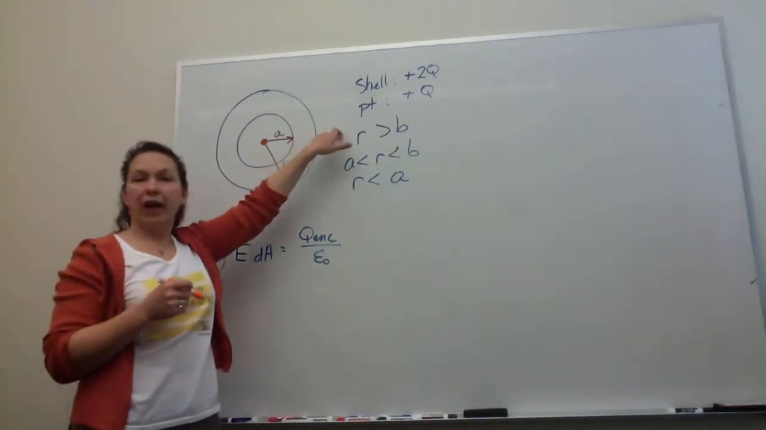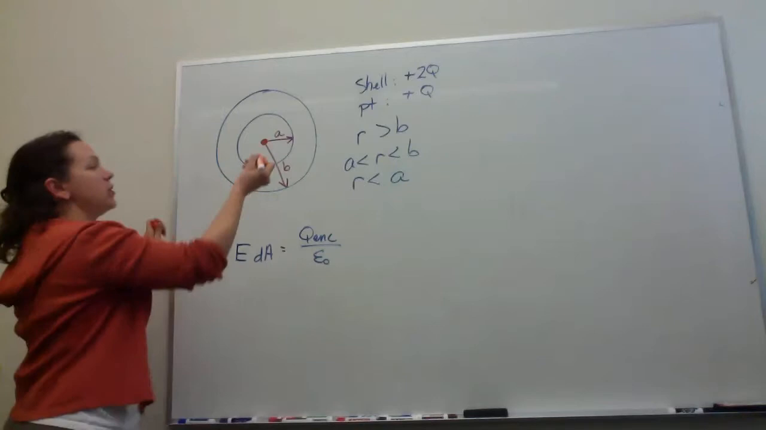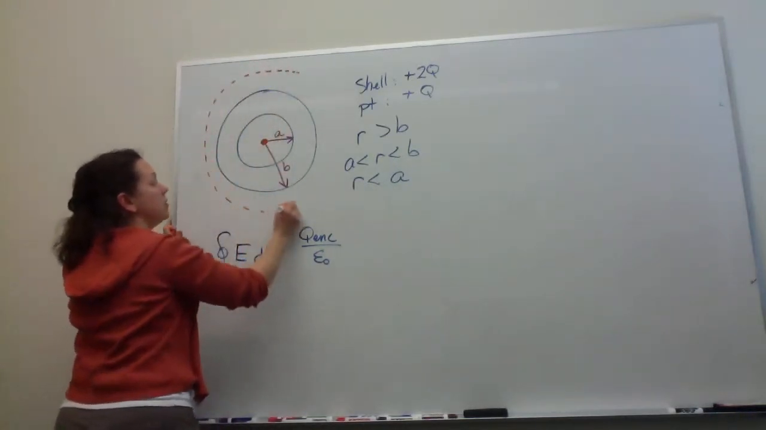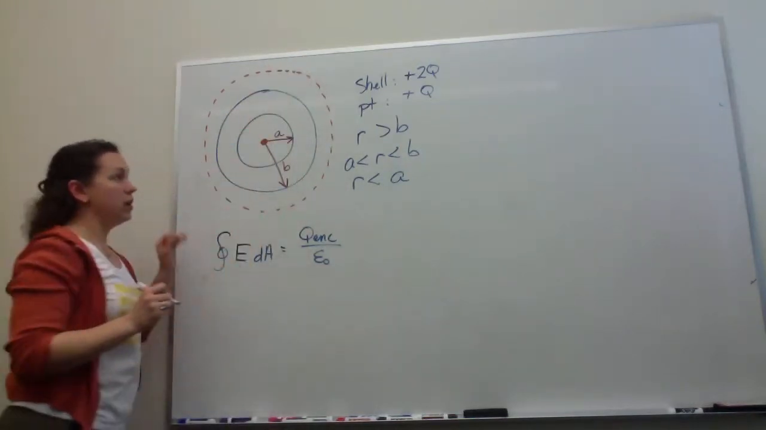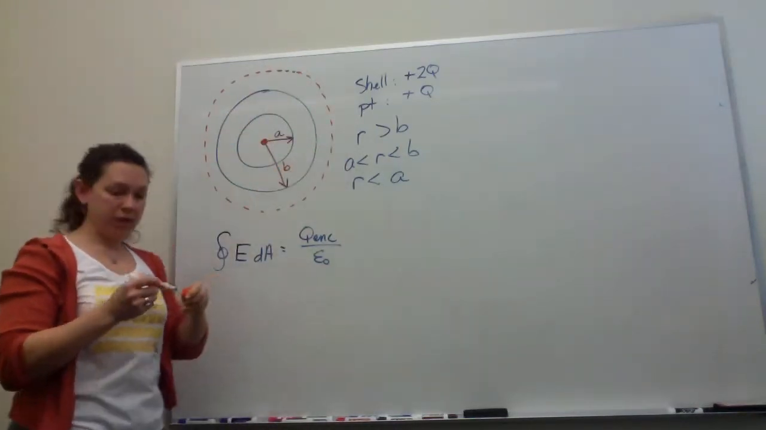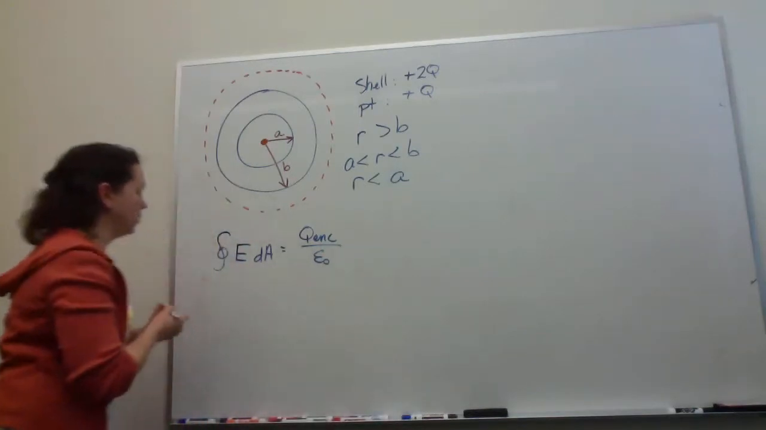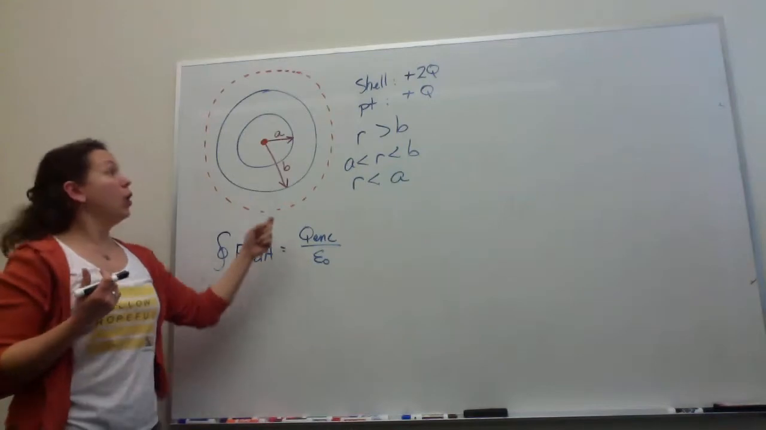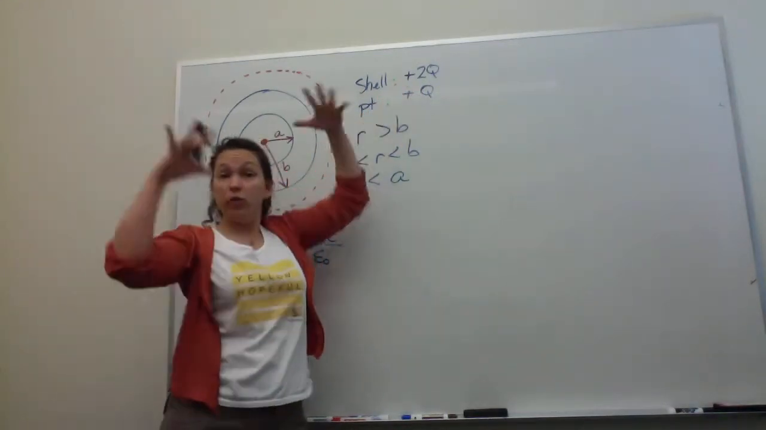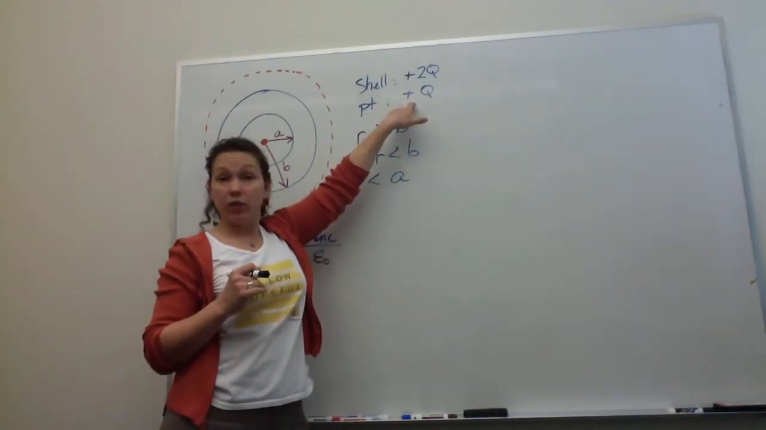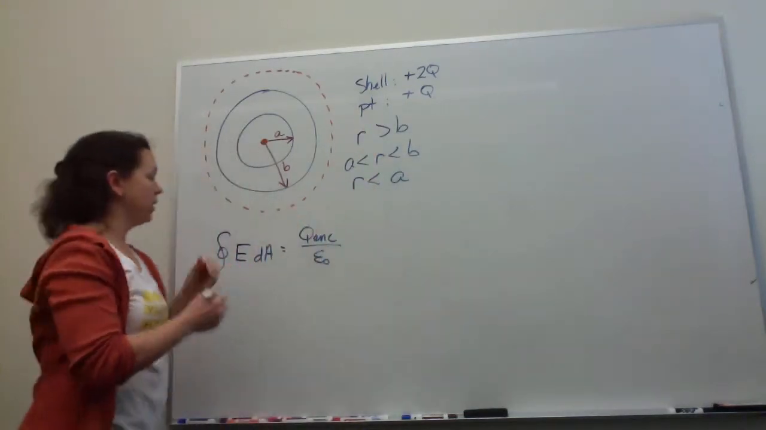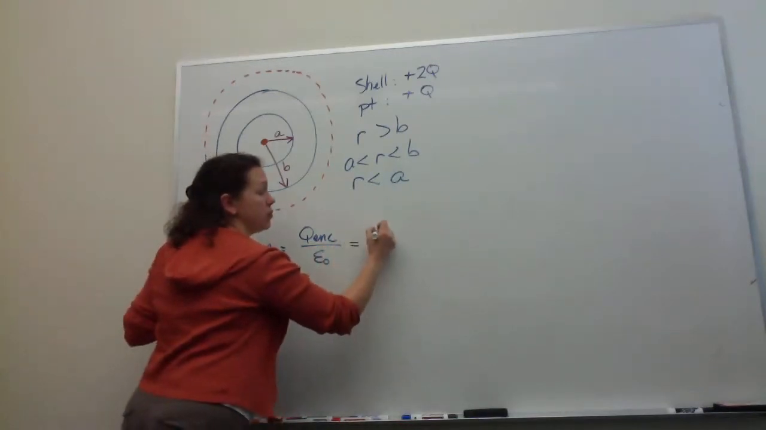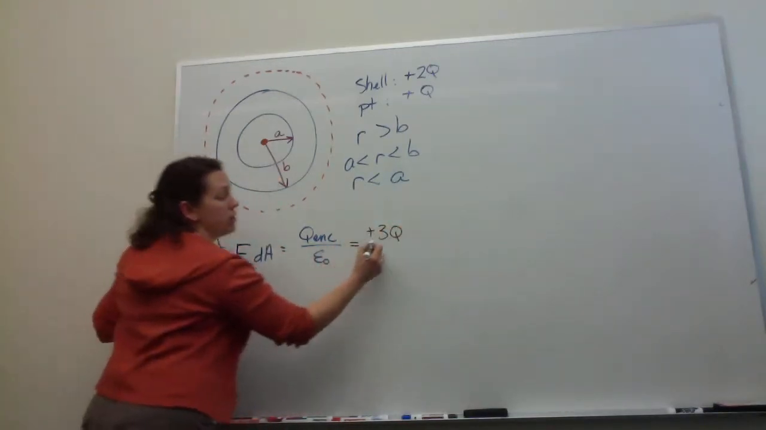So let's start outside of this metal sphere. Here's my Gaussian surface, which I'm going to indicate with the dashed line. So r is greater than b. In this case, what's my total enclosed charge? Well, I've got positive 2q from the shell. I have a positive q point charge sitting at the center. And so my enclosed charge is positive 3q. We still get epsilon naught.